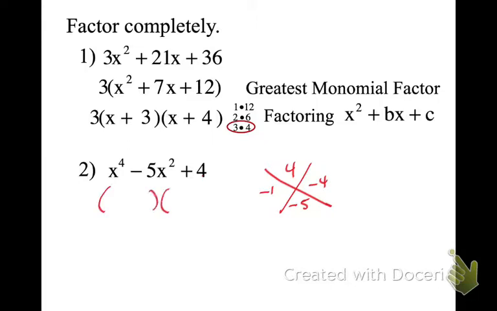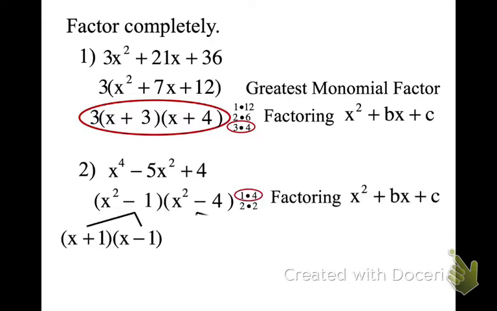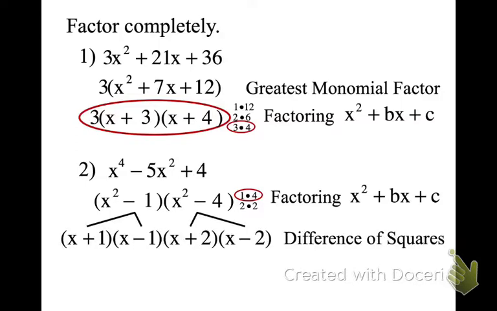So to factor x to the 4th, I'm going to do x squared times x squared. And then I'm going to have a minus 1 and a minus 4. So first, we're doing our trinomial factoring, just regular trinomial factoring with x marks the spot. Now, the thing to look at is what we're left with are 2 difference of squares. So I have to keep factoring. x squared minus 1 is x plus 1, x minus 1. x squared minus 4 is x plus 2, x minus 2. There we go.